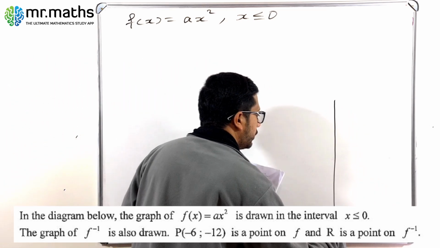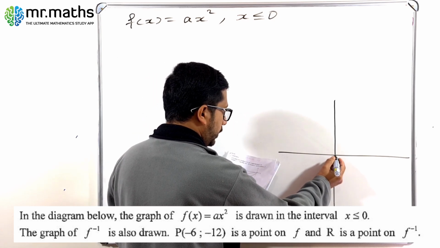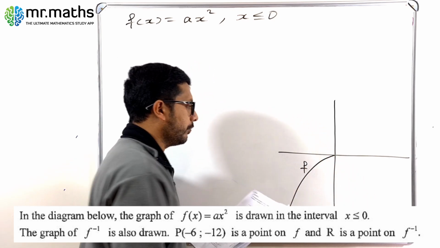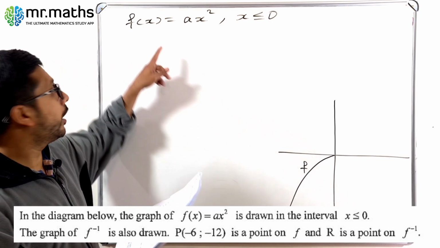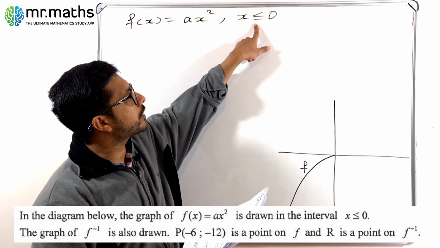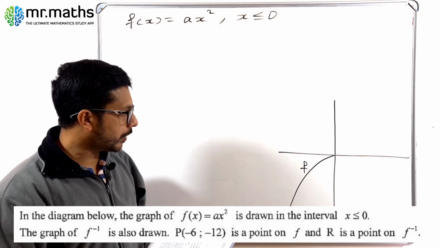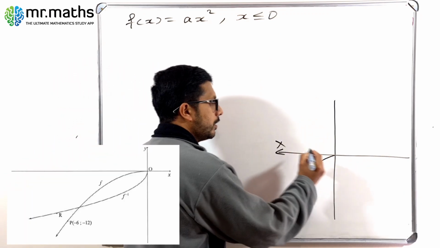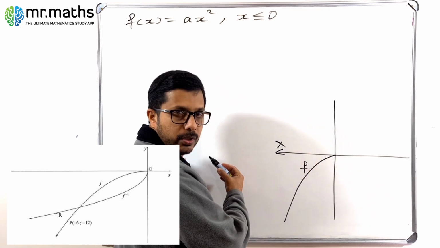You can see there on the question paper, there is a graph like this, and the name of that graph is f. Okay, and what is the equation of that graph? f of x is equal to ax squared, and x is less than or equal to 0. X is less than or equal to 0 means what? This is the x-axis, am I right? X is less than or equal to 0 means from here to this side, only that side.